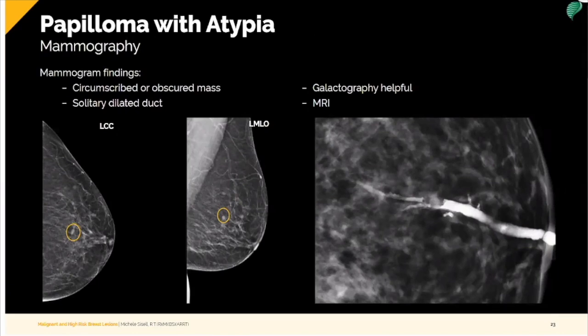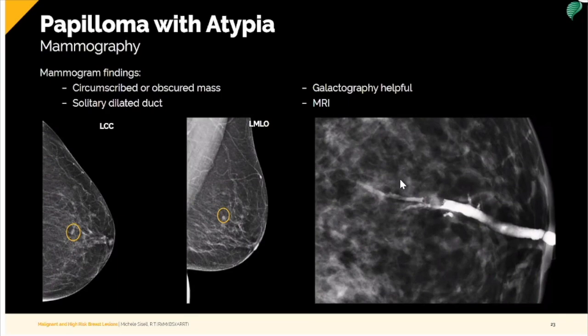So on this mammogram, the radiologist described finding a new circumscribed or obscured mass. It looks like there may be a solitary dilated duct on ultrasound. A helpful but not as widely used procedure was this one, which is called a galactogram. Now, this is not as widely used in the United States. In other countries, it might still be used. It is a very helpful type of exam.